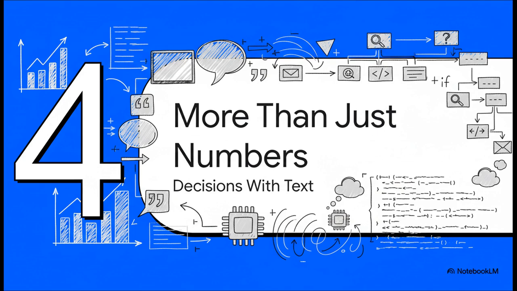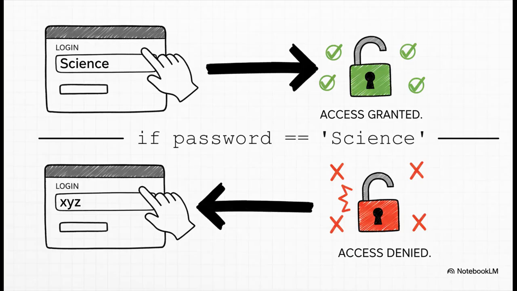Okay, so up until now, we've been talking all about numbers, right? Test scores, hours worked. But what about text? Can a computer actually make a decision based on a word or a password? Oh yeah, absolutely. I mean, you do this every single day without even thinking about it. The logic behind a password check, it's just a simple if-else statement.